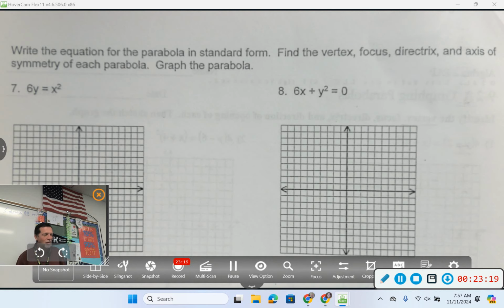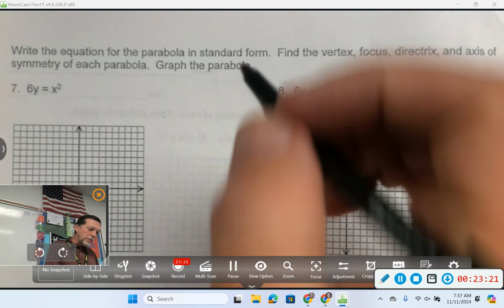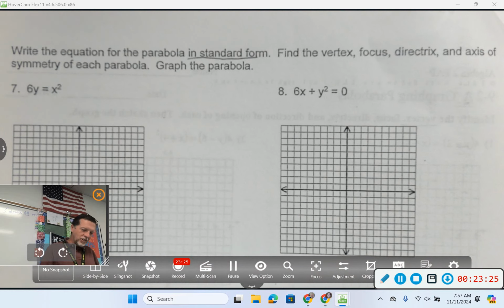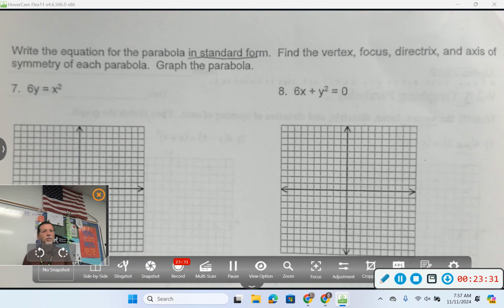Hey, it's more of the homework. It is more of the homework. Write the equation of the parabola in standard form. It's like, wait a minute, none of those are in standard form. Find the and then do all the same things we just did. So I've got to get it into standard form.